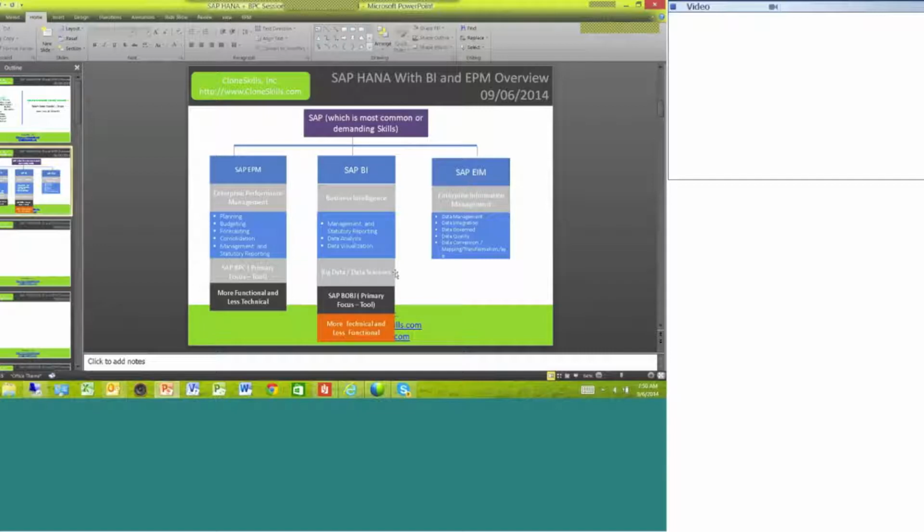What kind of tool do we need in this case? The primary tool could be Business Objects and then MDM. It could be SAP BOBJ Data Services, plus MDM. So these are the primary tools. I would say the same thing here: this is more technical, less functional.